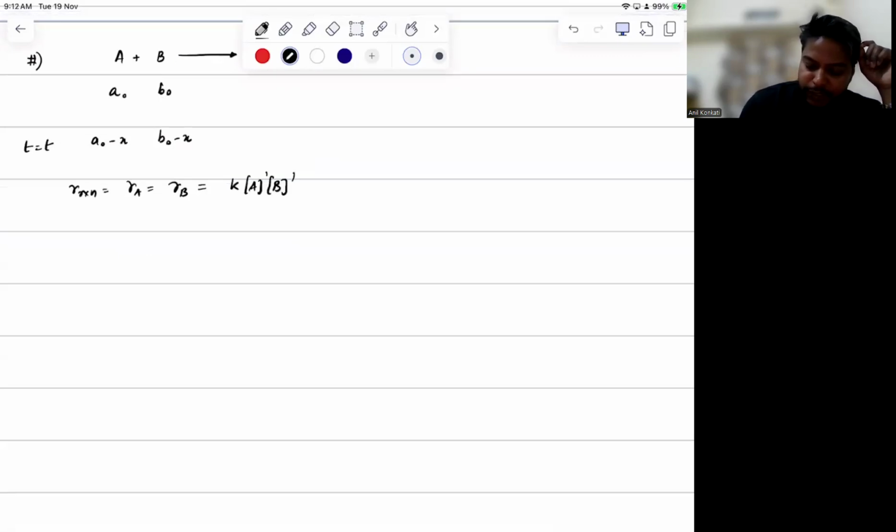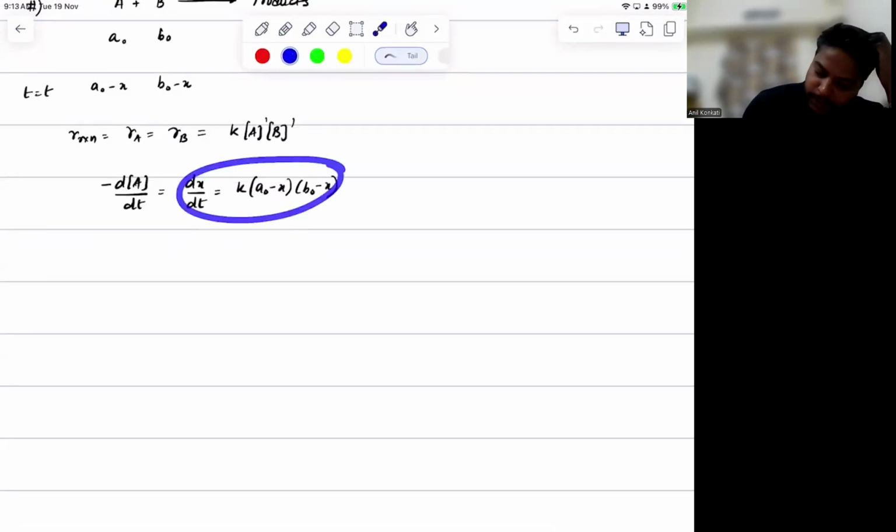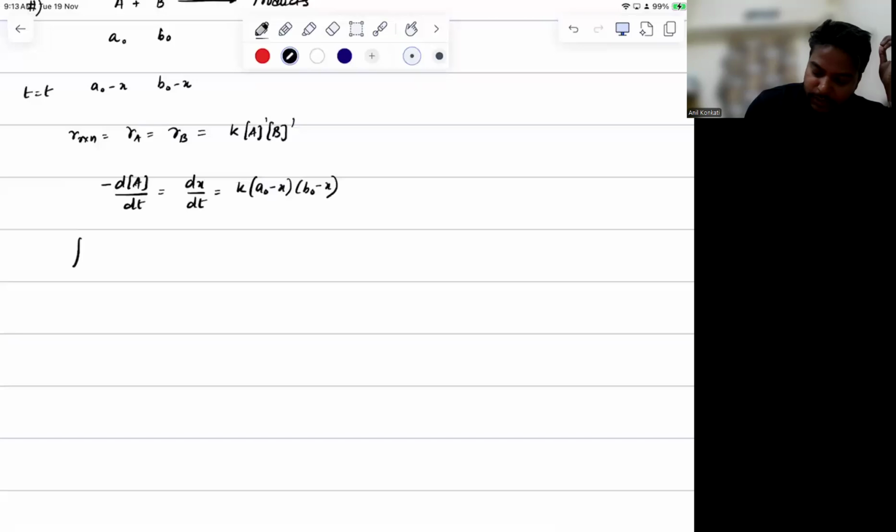This is as per the rate constant. Now, if I differentiate this, I'll get minus dx by dt, because minus dA by dt can also be written simply as dx by dt, and that is equal to K into A naught minus X into B naught minus X. So now I can integrate that with respect to X. What do we get? Integral from 0 to X of dx by (A naught minus X)(B naught minus X) is equal to integral of K dt from 0 to t.